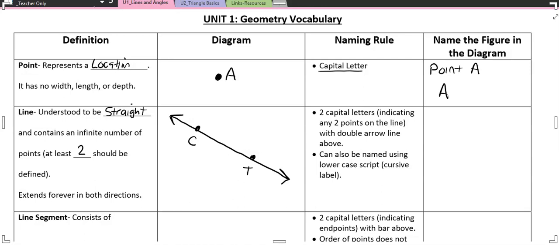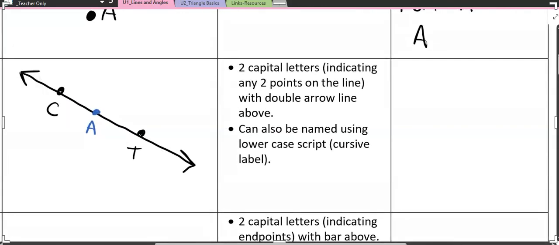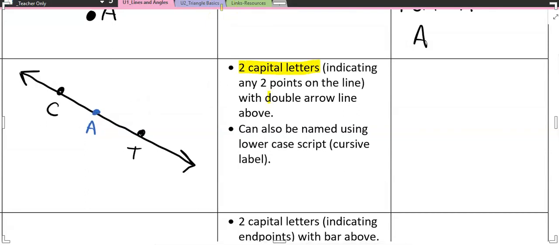There can be more than 2 points sometimes listed. In this case, I'm going to put a third here, and we'll call it A, for example, and we'll have different ways that we can label it. So a couple different ways is 2 capital letters indicating any 2 points that are on the line with the double arrow line above. So in this scenario, in our drawing here, there's many different ways we could name this. We could call it C and T, so we're just picking 2 points. We could pick C and A, and I could go on all day with all these combinations of C, A, and T. These are just 2 examples. You can technically do CAT, but we typically don't do that in geometry.